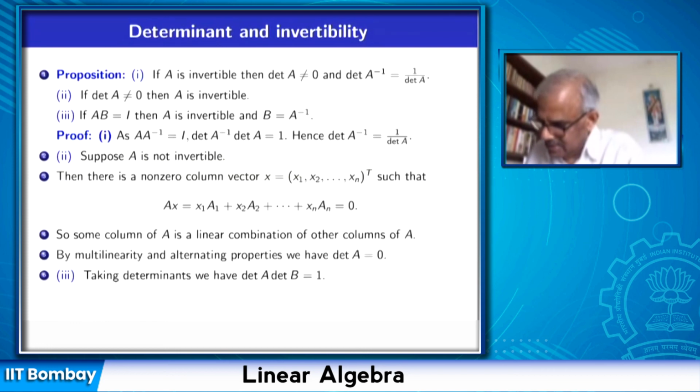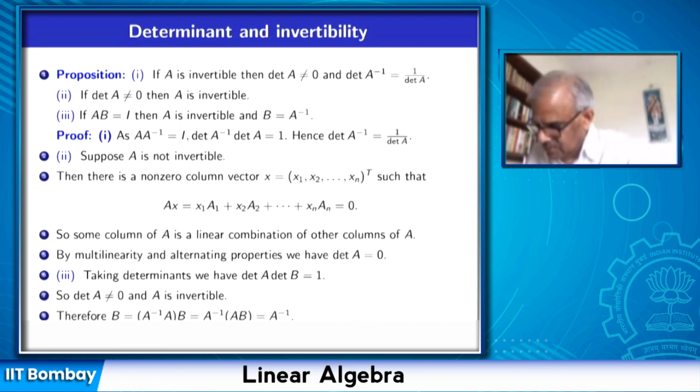Part 3, if AB is I, then A is invertible and B is A inverse. So if AB is I, take determinants. So determinant of A times determinant of B is 1. So determinant of A is not equal to 0, and determinant of B is not equal to 0. So A is invertible by part 2. And so B is equal to A inverse A times B, and that is A inverse AB. AB is the identity, so this is A inverse. So B has to be A inverse.